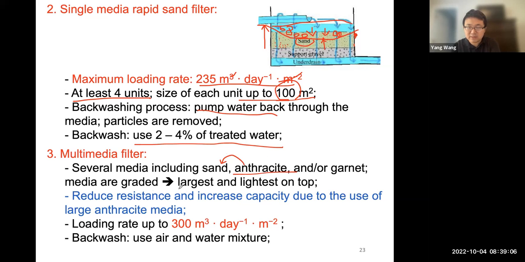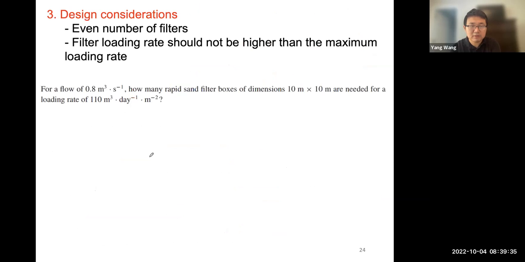Because of that, you're going to have the largest and lightest on top, right? So because of that, you can increase the loading rate up to 300 meter cubed per day per meter squared. Okay, if you compare that against the single layer sand filter, you can see there's an improvement. And for backwash of these multimedia filters, you can use an air and water mixture to better mix them. Okay, so this is about the multimedia filter.